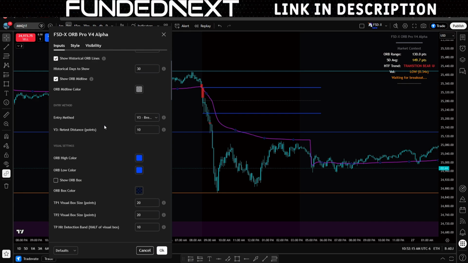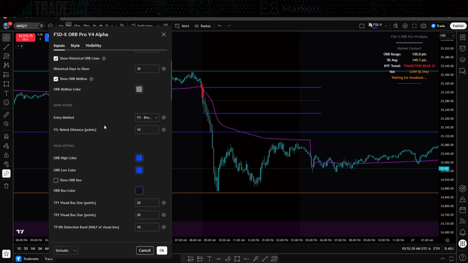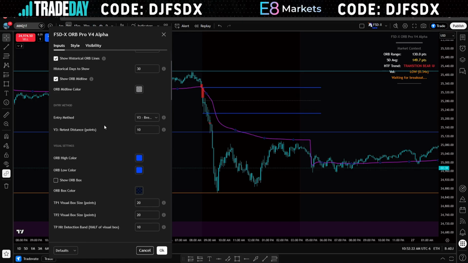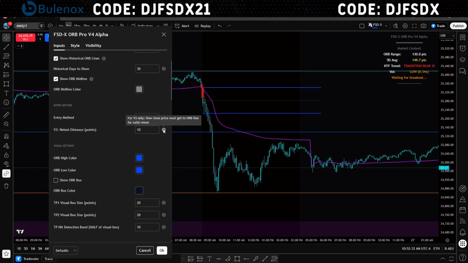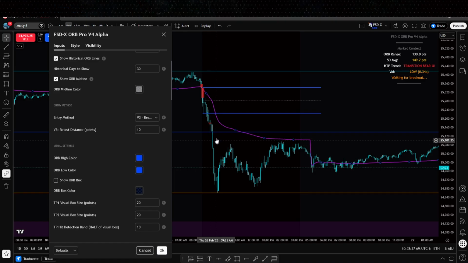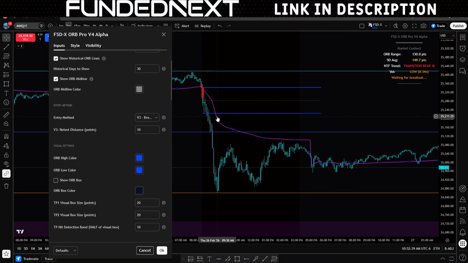This one doesn't get a lot of entries. That's why I don't use it that much, but I put it in there just in case somebody wants to use it. And then you have the retest distance. So what this does is it looks for a retest a certain amount of points away from the orb itself. So price needs to come within, I have a default of 10 points, for it to be a valid retest. So if price came down and came back to retest and it came within 10 points, it would say, okay, this was a valid retest.